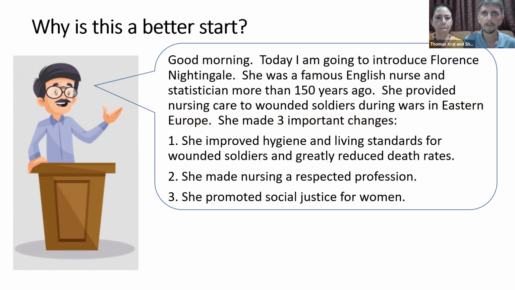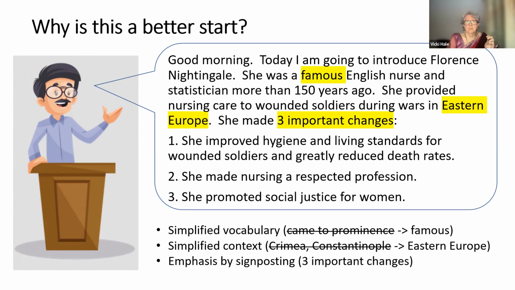Wow. So this is obviously a better start. The vocabulary is simplified. So instead of "came to prominence," she was famous, and that sort of thing. And then simplified context. Instead of Crimea or Constantinople, she talks about Eastern Europe. If it's not necessary to focus on these potentially confusing points, there's no need to mention them, and it's better to refer to a part of the world like Eastern Europe.